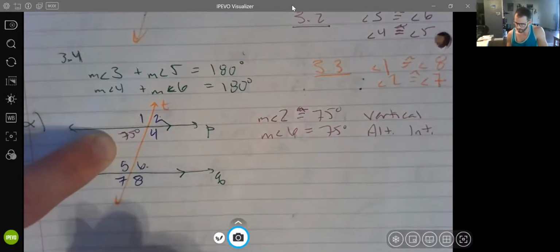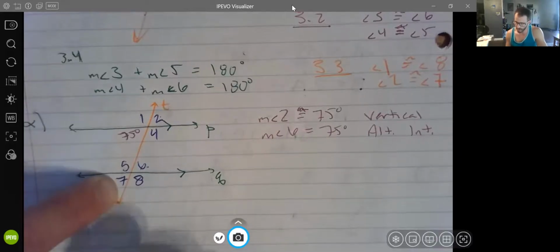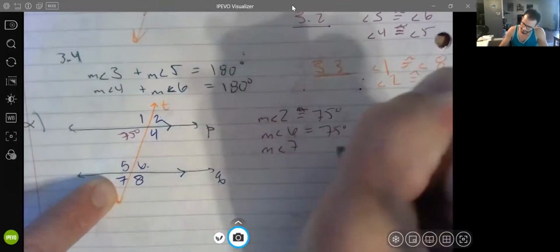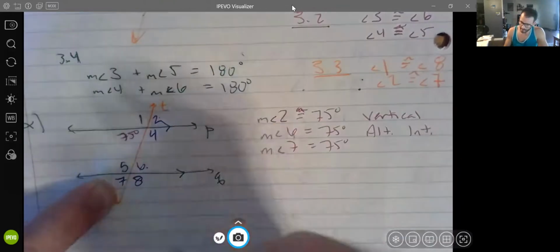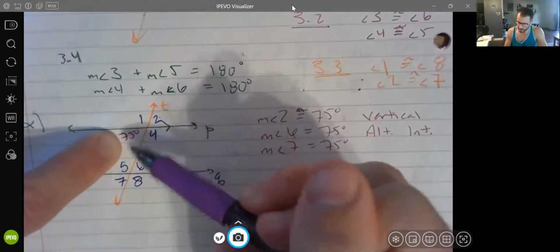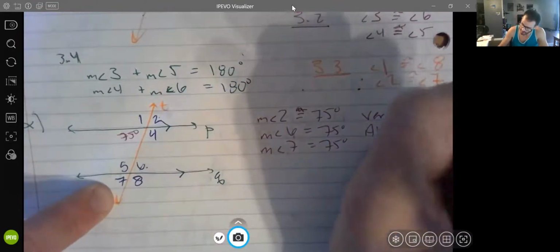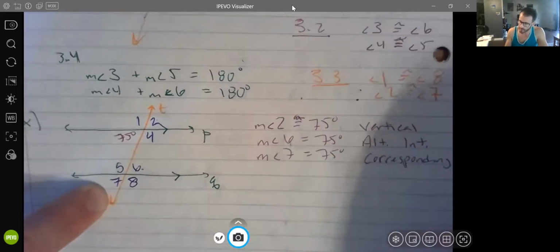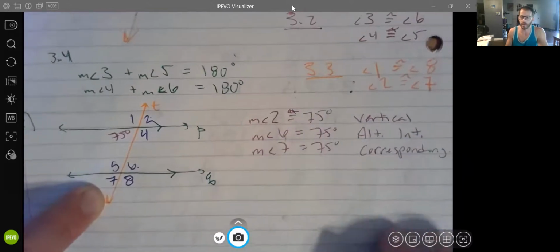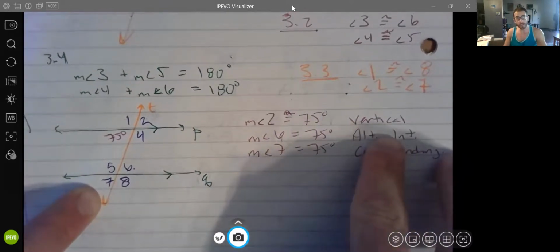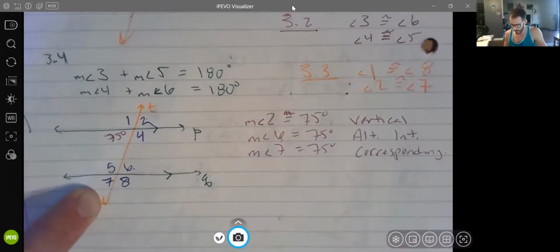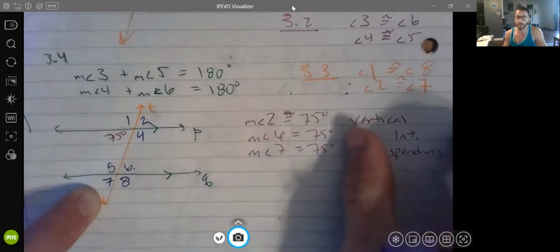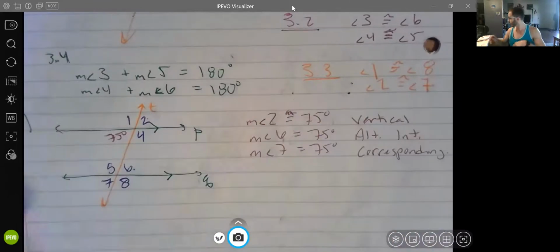Okay, and then finally, what one other angle is also 75 degrees, that's going to be angle 7. Since this is at the bottom left of its intersection and this is the bottom left of its intersection, that would be the corresponding angles theorem. Obviously I'm using shorthand here: vertical angles, alternate interior angles theorem and corresponding angles theorem. But those are the three other angles that are 75 degrees and my reasoning in shorthand. Okay? All right.